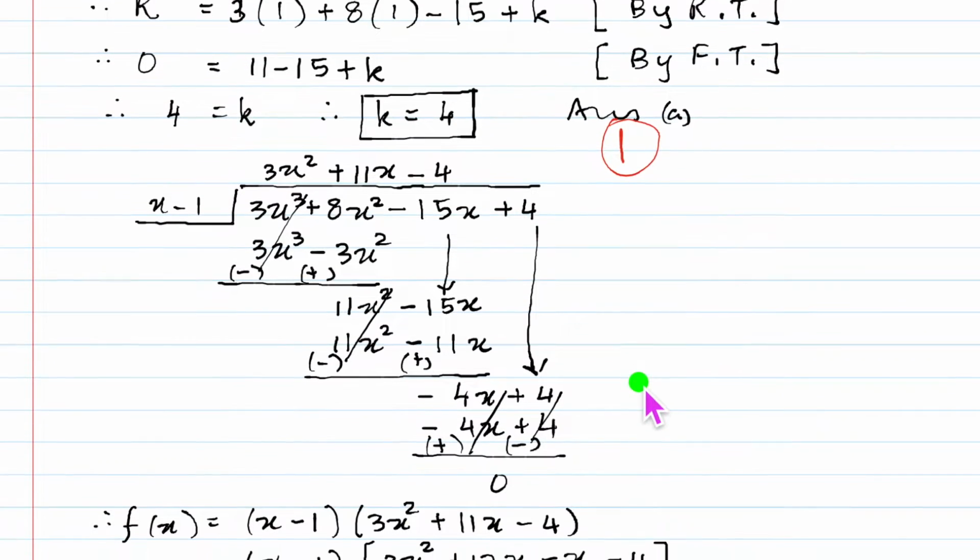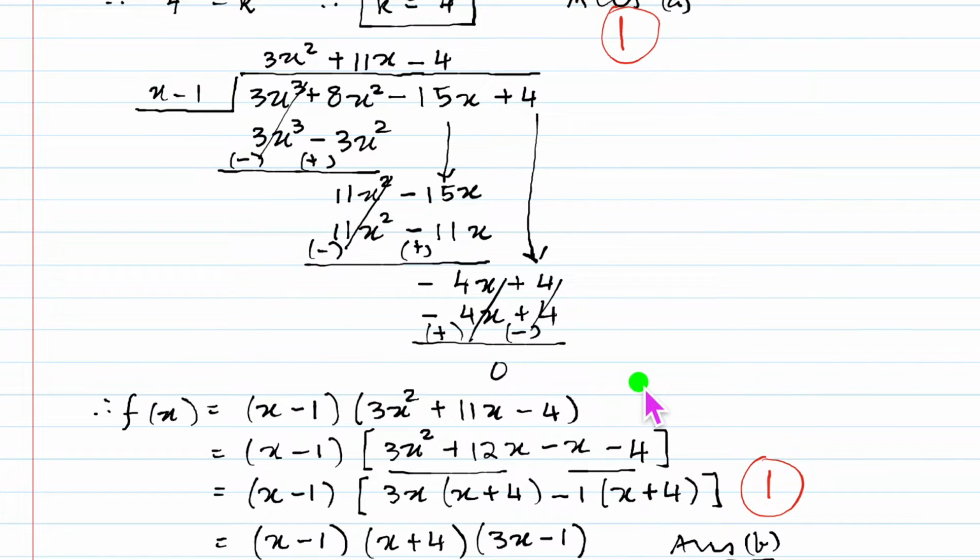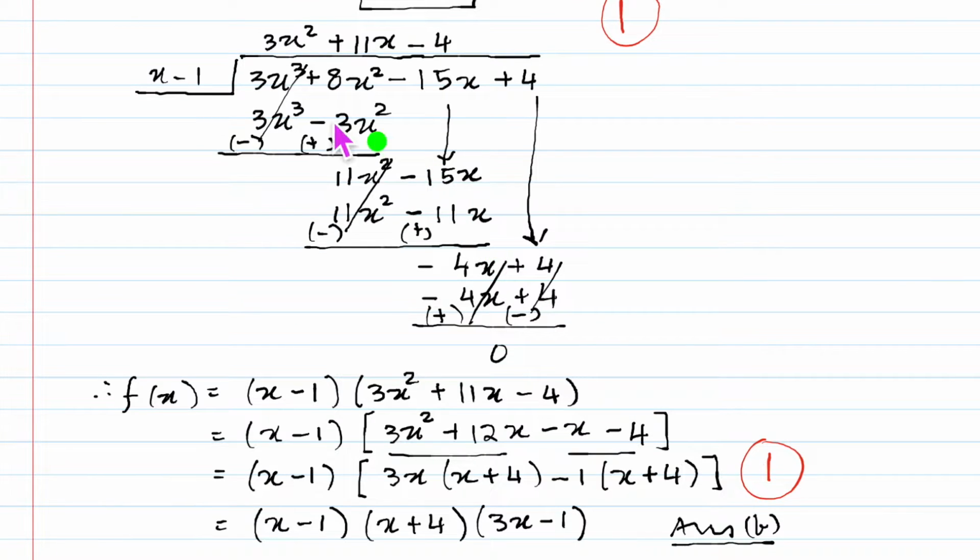And now we have to show the long division for factorizing. So we have factorized it like so. Everybody knows how to do long division like this. But this part should be represented as f of x equal to x minus 1 multiplied by this.